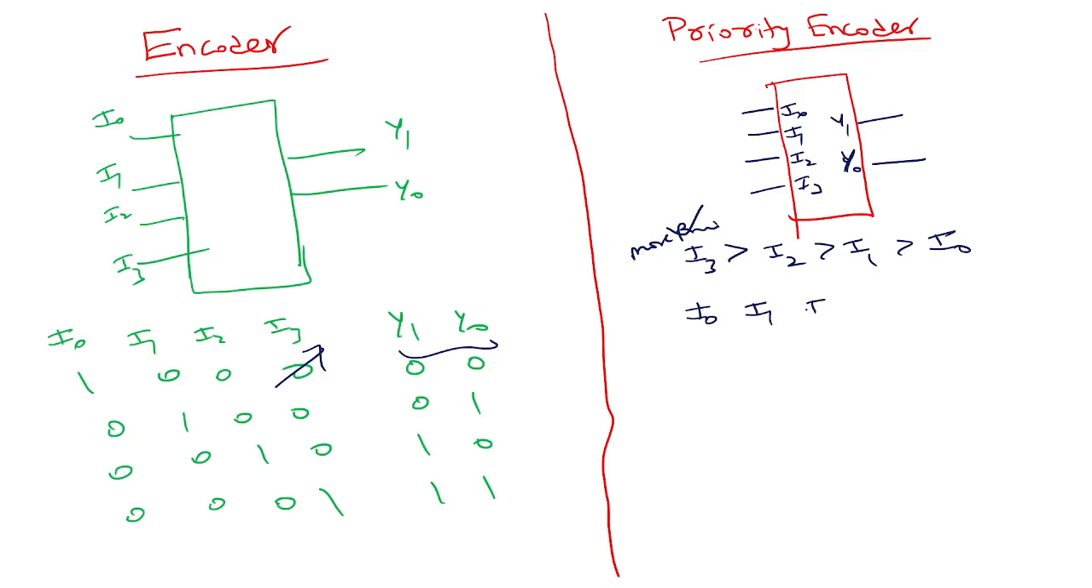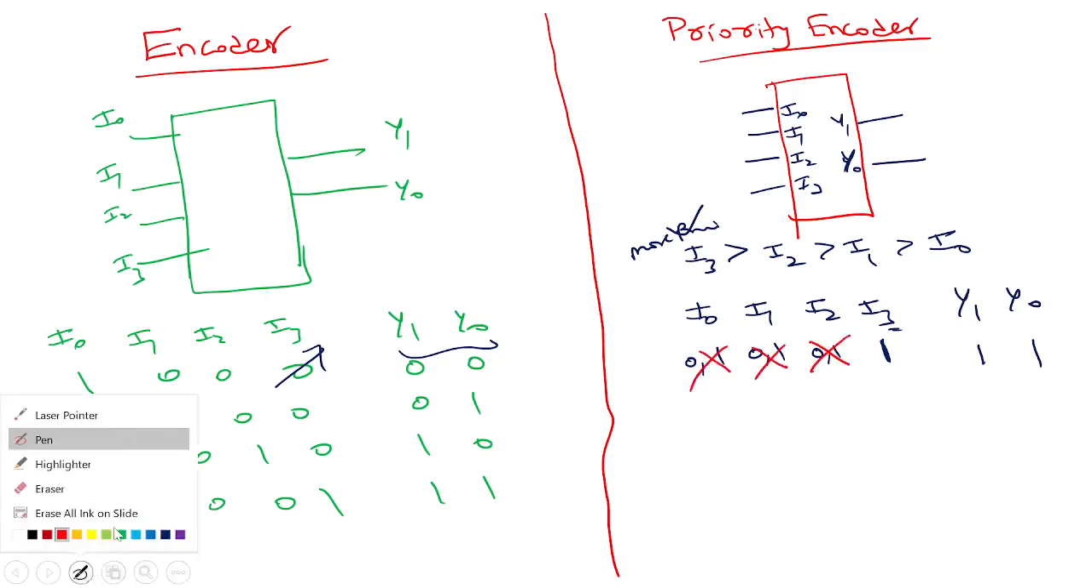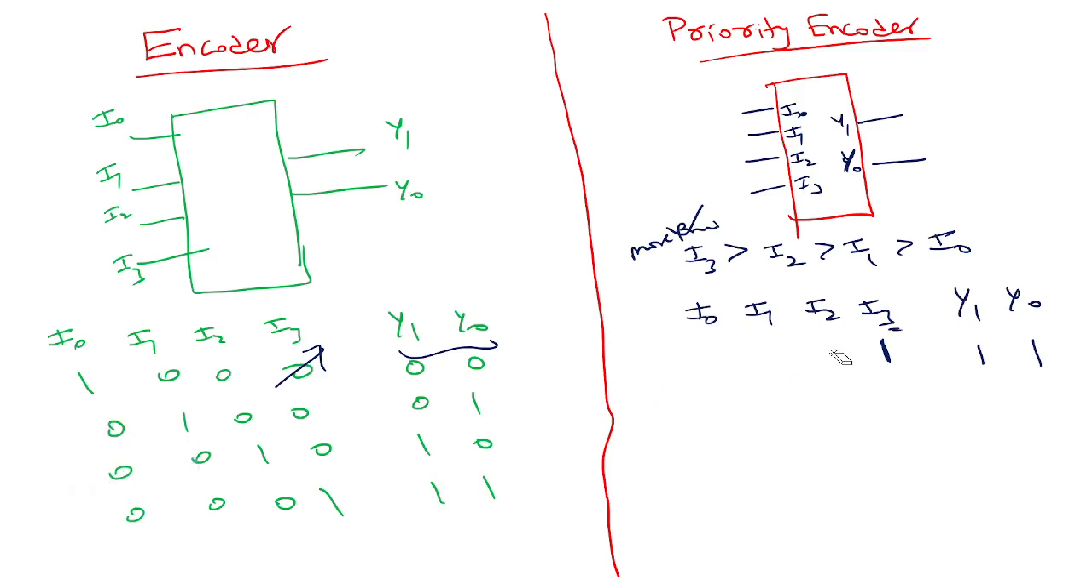Now let's look at the truth table. Suppose I3 is 1. It doesn't matter whether I2 is 0 or 1, I1 is 0 or 1, or I0 is 0 or 1. Output will show corresponding to 3 only, like 1, 1. Doesn't matter means what? Don't care, don't care, don't care. Very simple topic, right? Output does not depend on I2, I1, I0. Output will correspond just to I3.